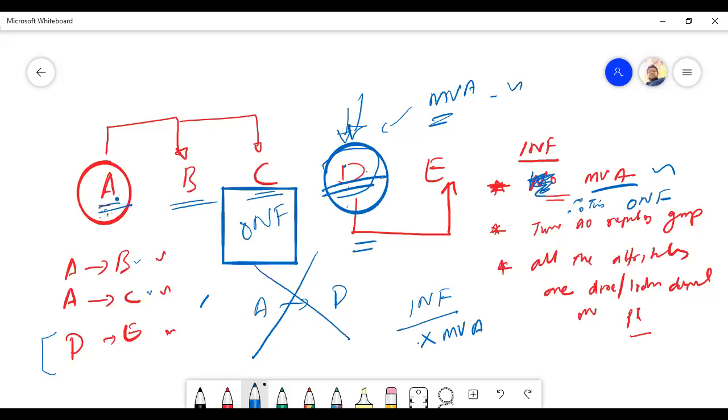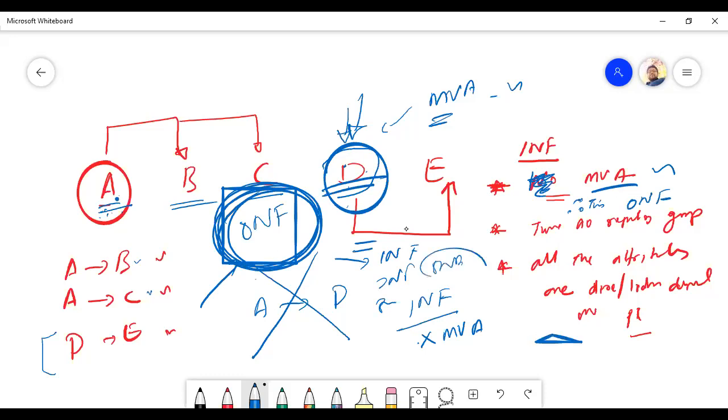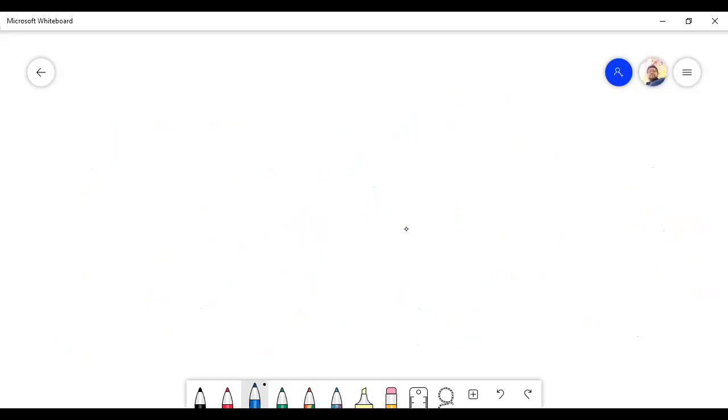So if you decide this is zero normal form, it is not necessary to check the 1NF or 2NF or 3NF, because we confirm that this is 0NF. So we don't need to go further. So this is the 0NF concept. Okay. So I'll just give another example.